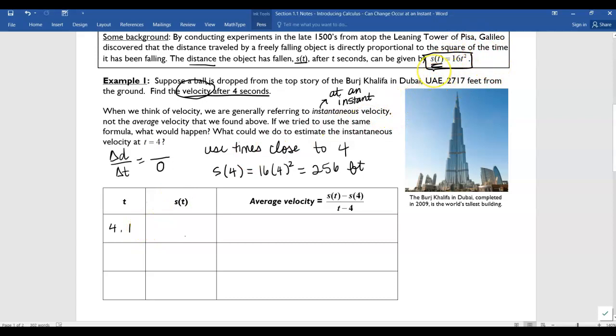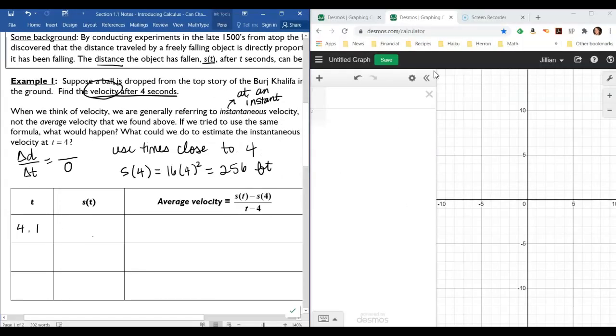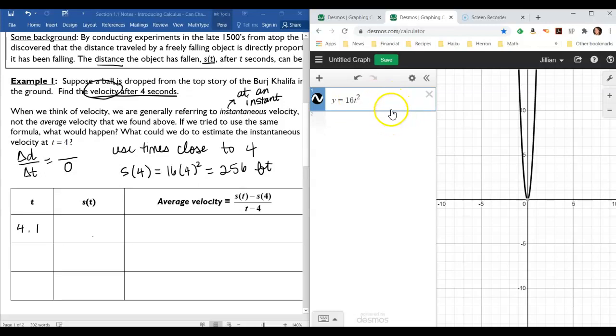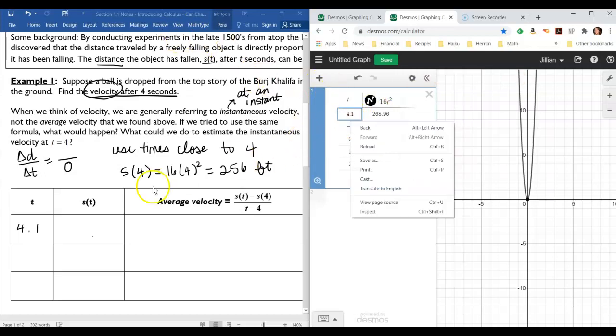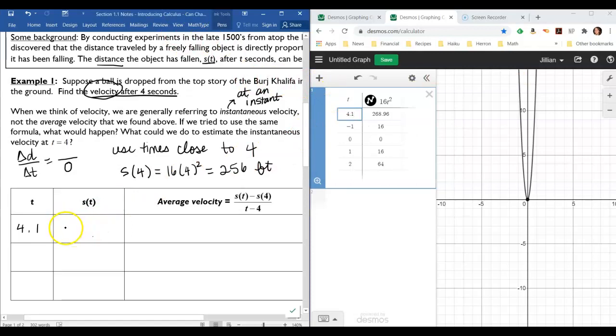And so what I'm going to use is Desmos. Hopefully you've used Desmos before, just to help me out. You could use your graphing calculator if you want as well. So what I'm going to type in over here is y equals 16t squared. Now I don't necessarily have to worry about the graph. I'm just going to make a table of values so I can plug in. And so I could hit that little gear and then click table. And I want to figure out what it is at 4.1. So that is 268.96.